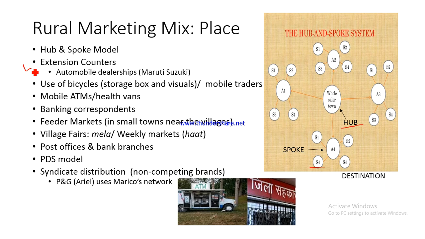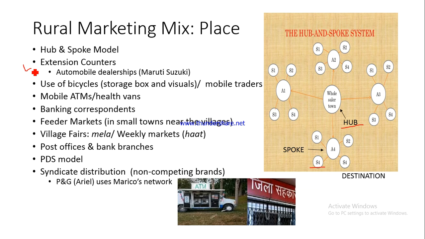So what you can do in such cases, you can go for syndicate distribution with non-competing brands. So you can start sharing the distribution net infrastructure and thereby the distribution expenditure with some other companies which are also catering to the customers in the same rural markets.